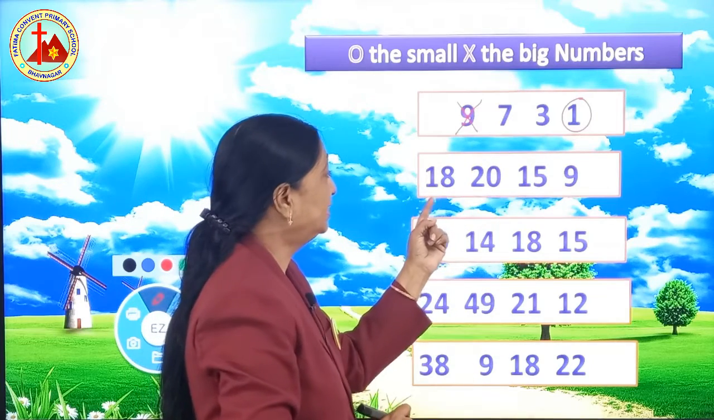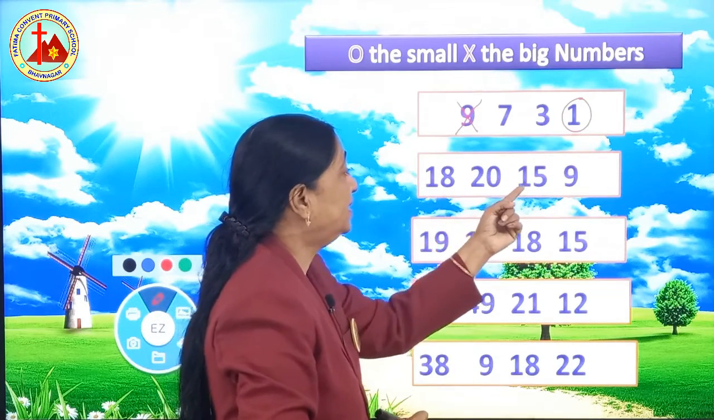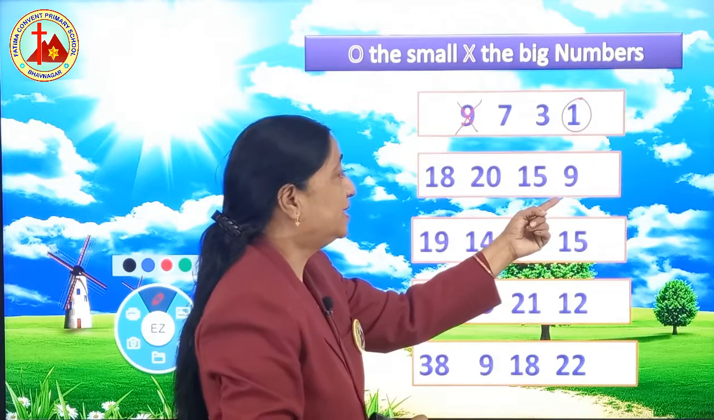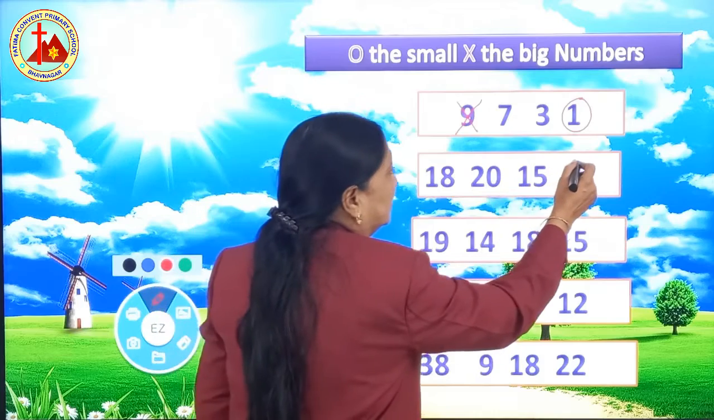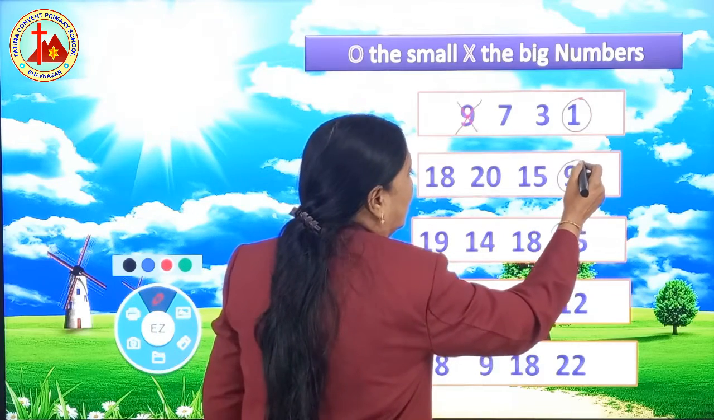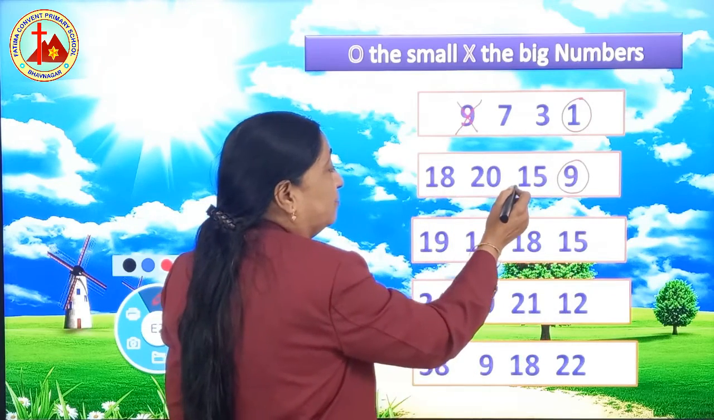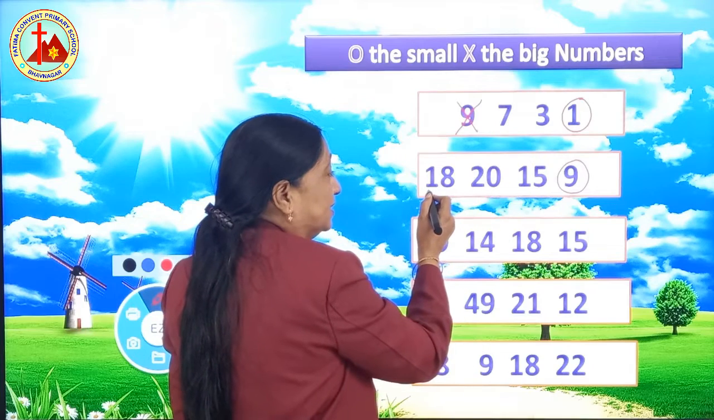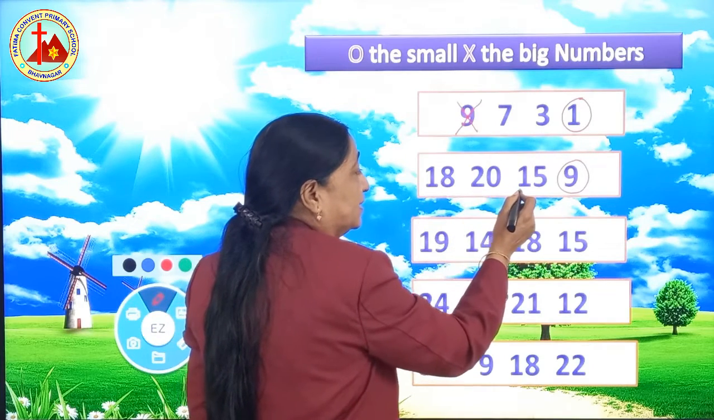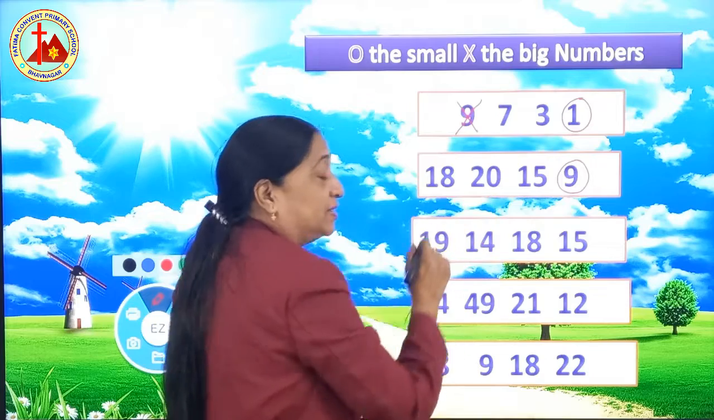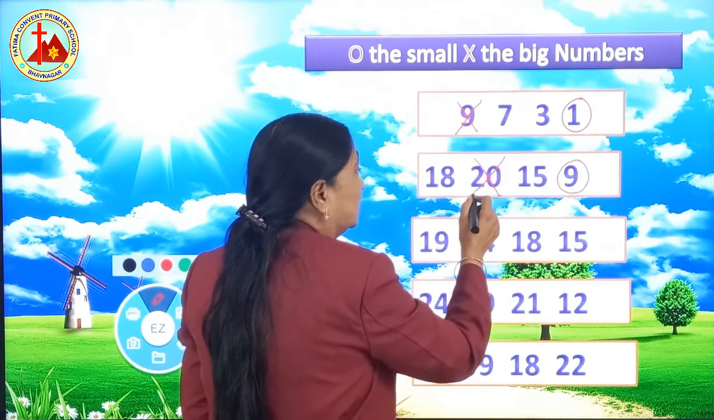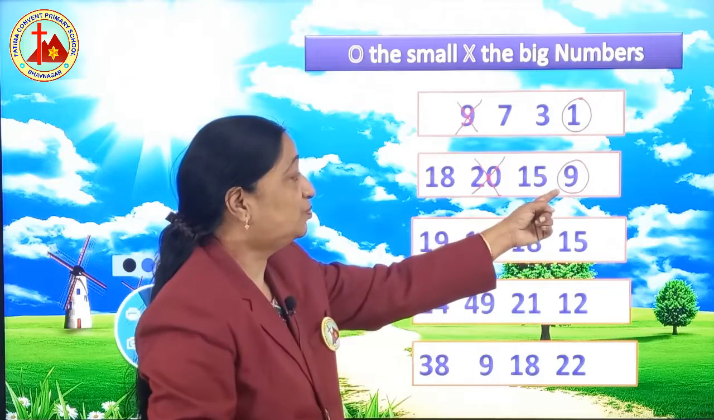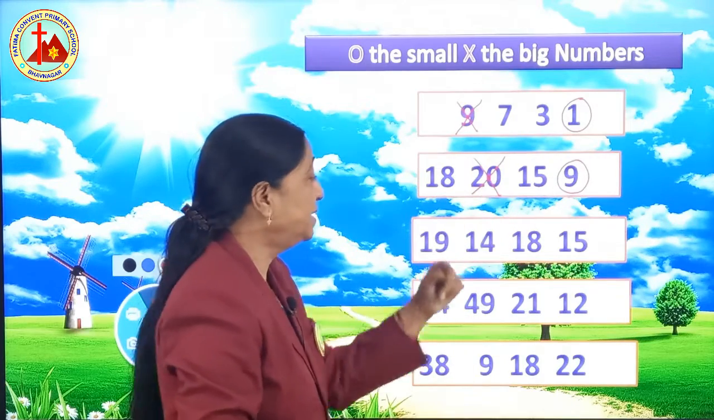Now the next one, 18, 20, 15 and number 9. Now the one digit number, that is the smallest one. So we will circle that. Now among all these you have to see the first number. See, this is number 1, this is number 2 and this is number 1. So 2 is the big one. So we are going to put a cross on number 20. Yes, so 9 is a smaller number and 20 is a bigger number.